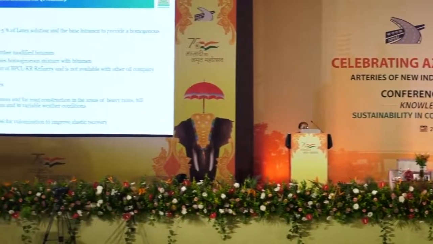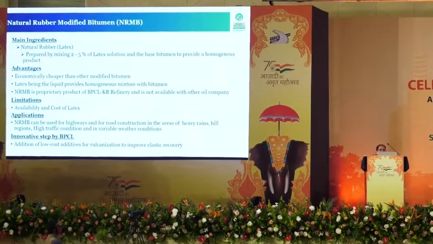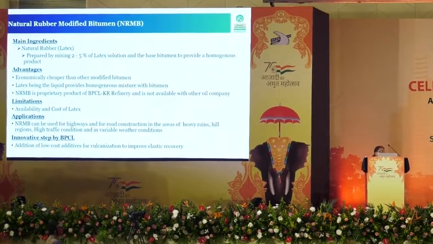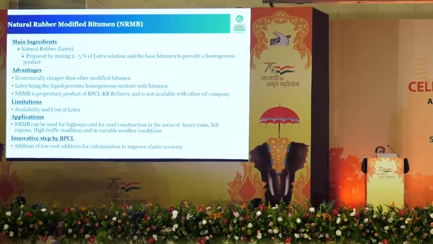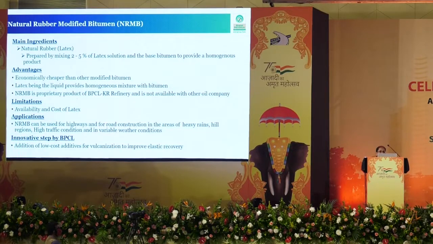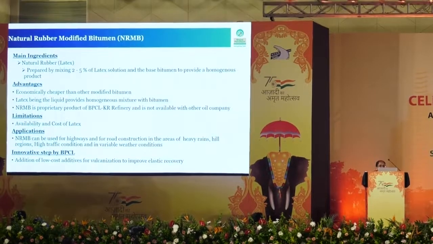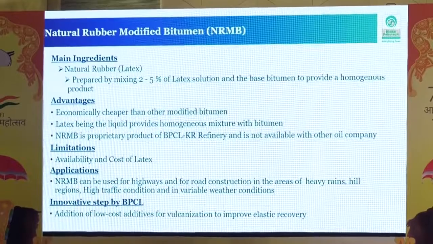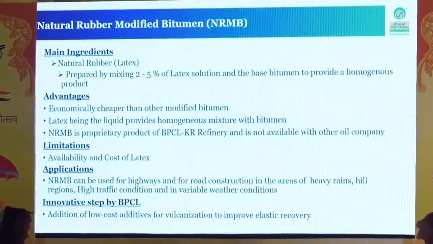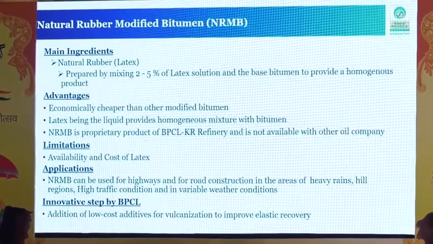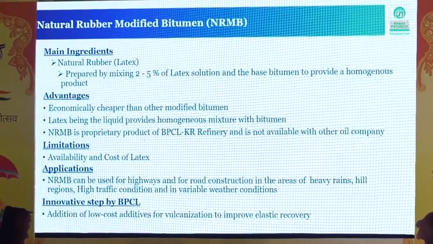The limitation we are currently facing in the refinery in production of NRMB is availability of natural rubber, because nowadays many tire industries are set up and slowly the cost of latex is also going up. So to promote this product, keep the interest of the contractors and keep the product cost low is becoming a challenge, compared to crumb rubber modified bitumen and polymer modified bitumen. As I mentioned about the applications, NRMB can be used for highway and road construction in areas of heavy rains, hilly regions, high traffic conditions and variable weather conditions.